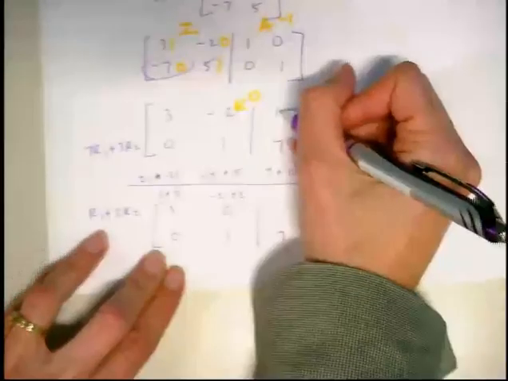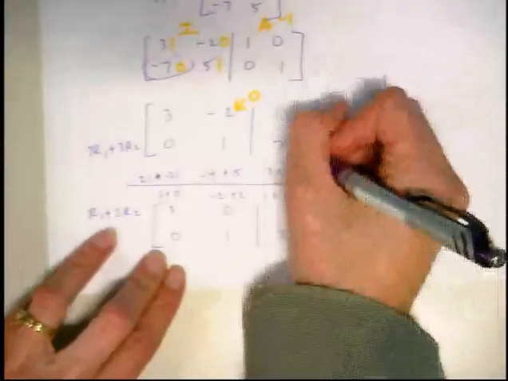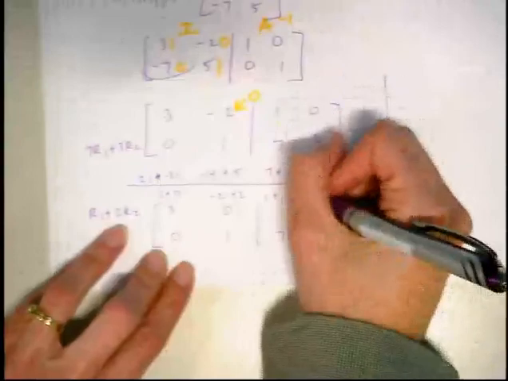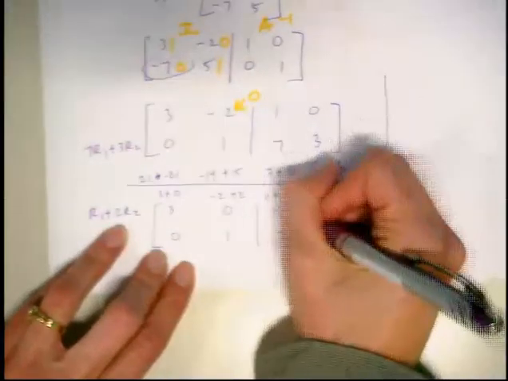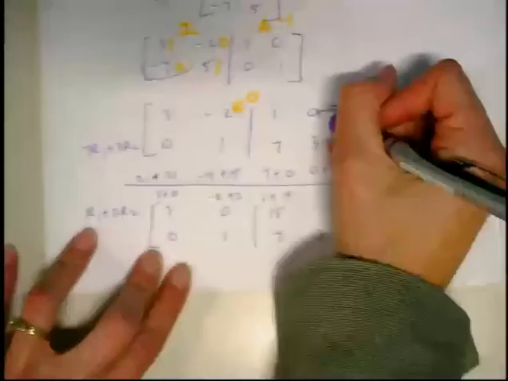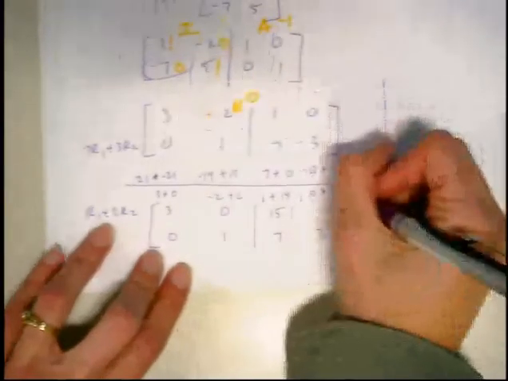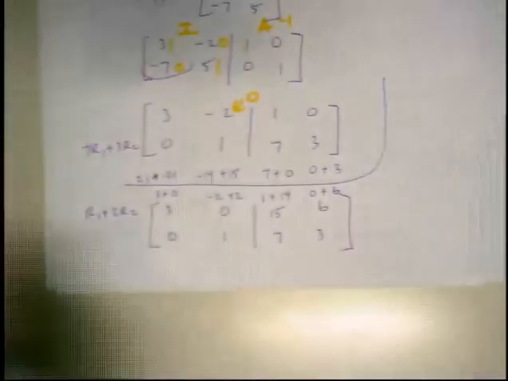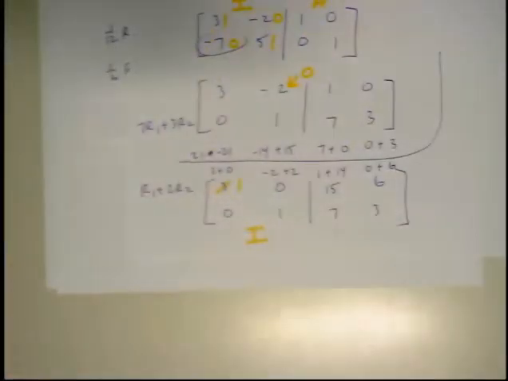I keep going, though. I want row 1, which is 1, plus 2 times row 2. So 2 times 7 is 14. It's 15. And then I want row 1, which is 0, plus 2 times row 2. That would be 0 plus 6, or 6. Okay, I'm almost there. Do you see what I've got? I almost have the identity. I just need a 1 here instead. So I need to take 1/3 of row 1. That's going to be my final matrix operation.